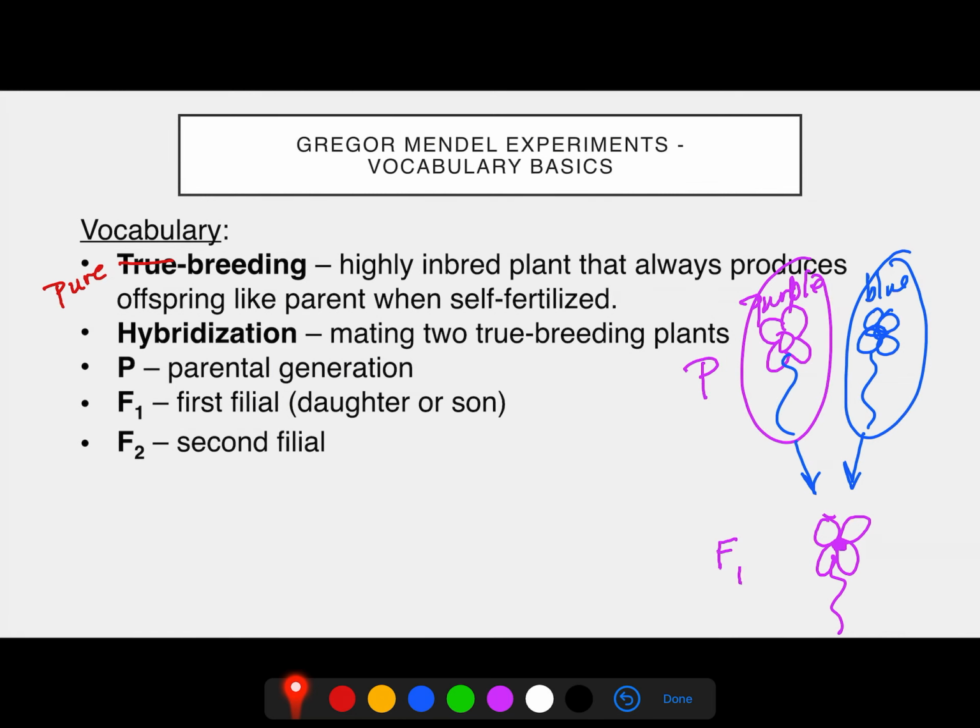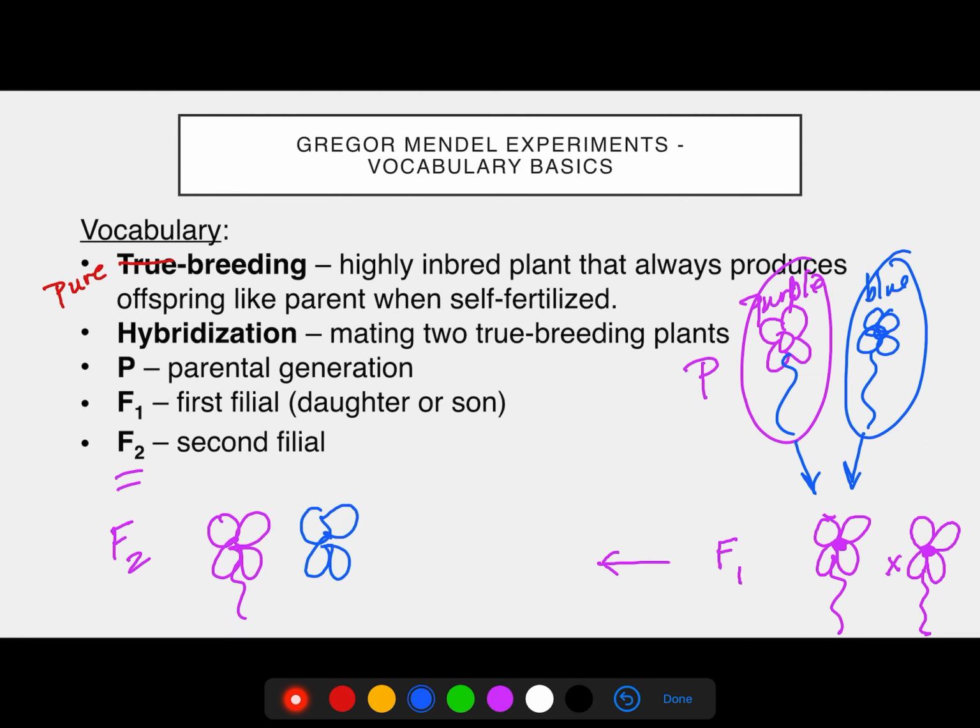And so if you were to take your purple flower here and cross it with one of its siblings that's also purple, right? Cross these two. Then it is possible in the F2 generation that you could have a combination of both purple flowers and offspring that have blue flowers. And my flower drawing is pretty bad.